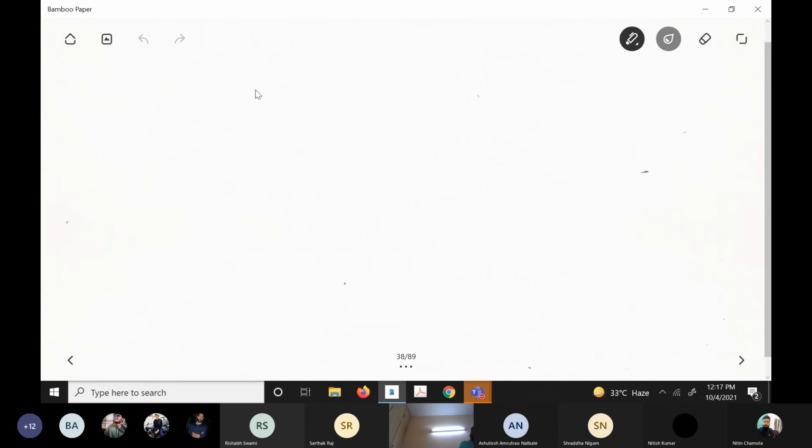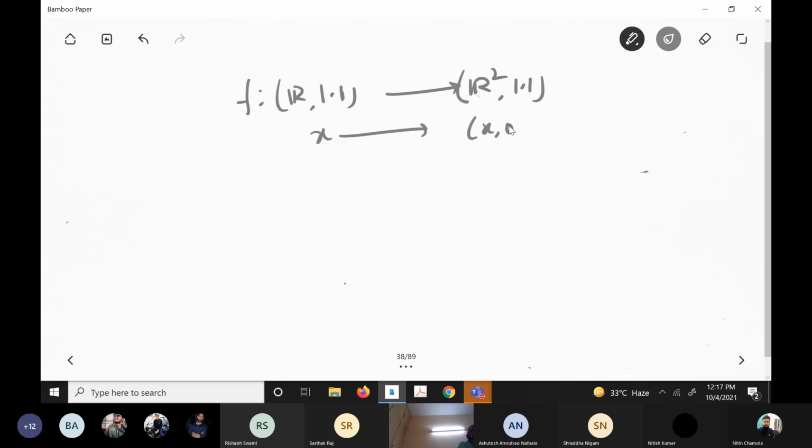Usually some books ask why I'm saying that. Look, from R to R squared, you can take the inclusion, that means x going to (x, 0) basically. This is an isometry, but it is not onto. You should check why it is not onto.